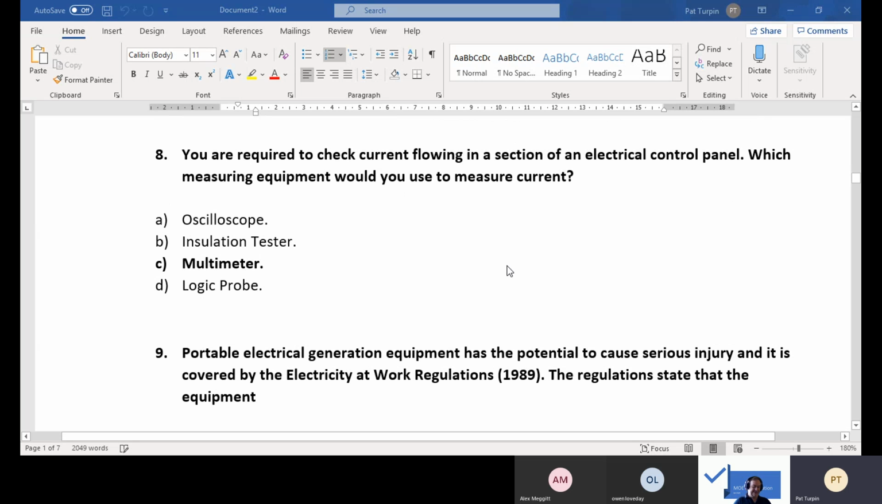Not that we're telling you what their answers are. That'd be cheating. Okay, you're required to check current. You should know this one. Yeah, you're going to use a multimeter. One of the others that Ian has in his hand. He often checks himself with his multimeter, does Ian?